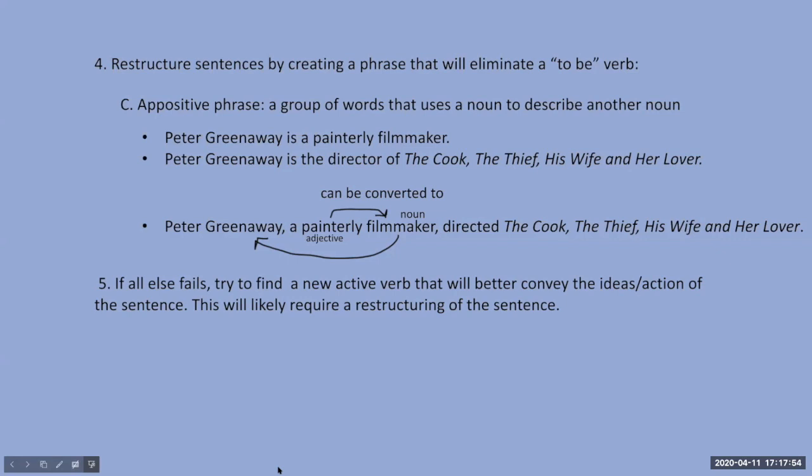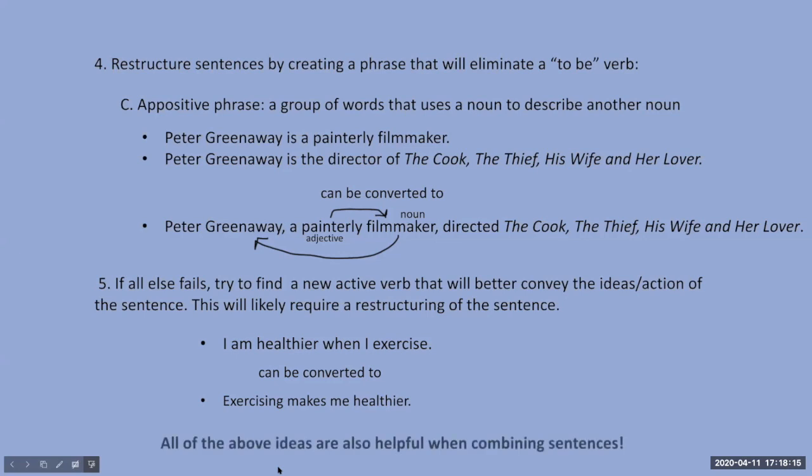5. If all else fails, try to find a new active verb that will better convey the ideas, action of the sentence. This will likely require a restructuring of the sentence. I am healthier when I exercise. Can be converted to: Exercising makes me healthier. All of the ideas above are also helpful when combining sentences.